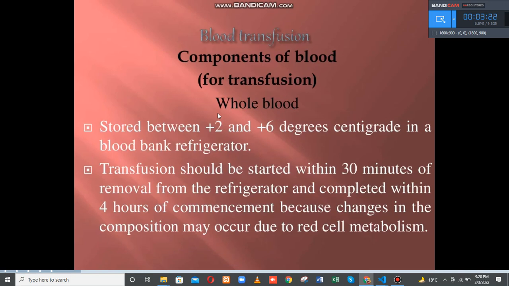It is stored between +2 and +6 degrees centigrade in blood bank refrigerators. Transfusion should be started within 30 minutes of removal from the refrigerator and completed within 4 hours, because change in the composition may occur due to red cell metabolism.